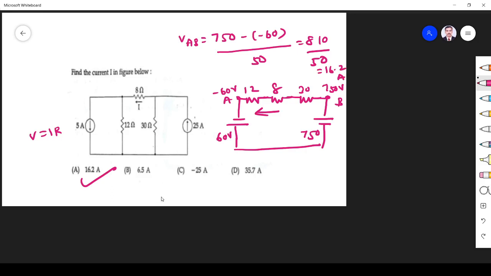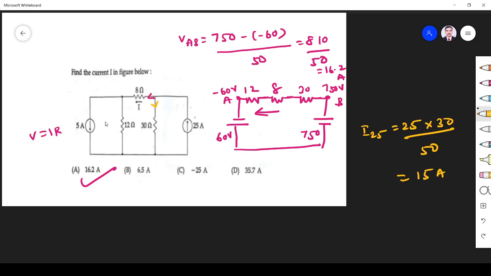I will tell you one shortcut also. You see here the current is coming. What is the current flowing through this due to this 25 ampere? First we see that. Apply the current divider rule because the current is divided here. As per this, the current due to 25 ampere through the 8 ohm is 25 into the opposite resistance 30, divided by the total resistance 30 plus 8 plus 12, which is 50. That is 750 by 50, 15 ampere. So 15 ampere flows through this 8 ohm due to this 25 ampere.